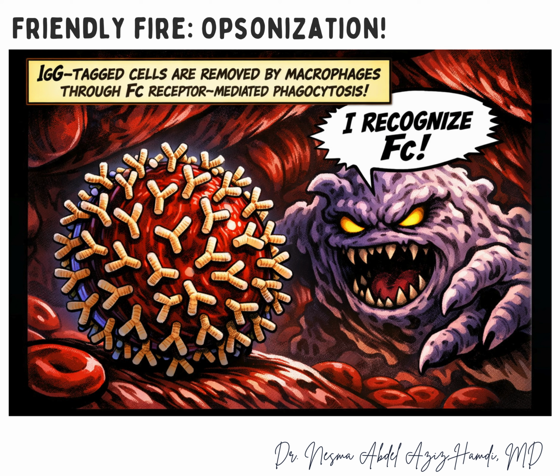This recognition triggers phagocytosis, where the macrophage engulfs and destroys the antibody-coated cell. This process, often occurring in the spleen, is a major contributor to conditions such as autoimmune hemolytic anemia, in which the body's own red blood cells are mistakenly destroyed.